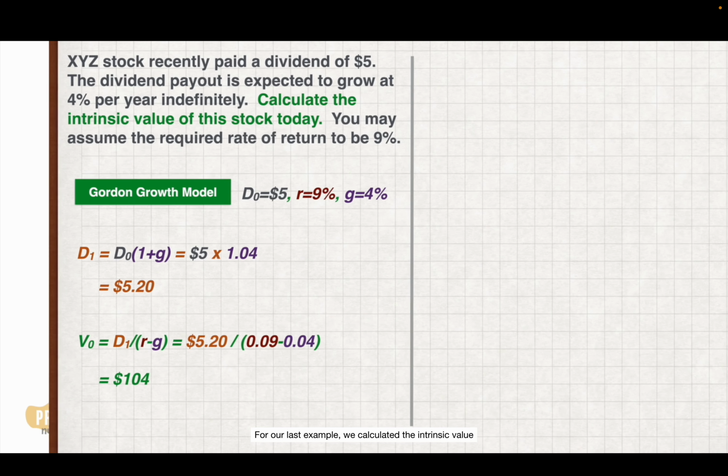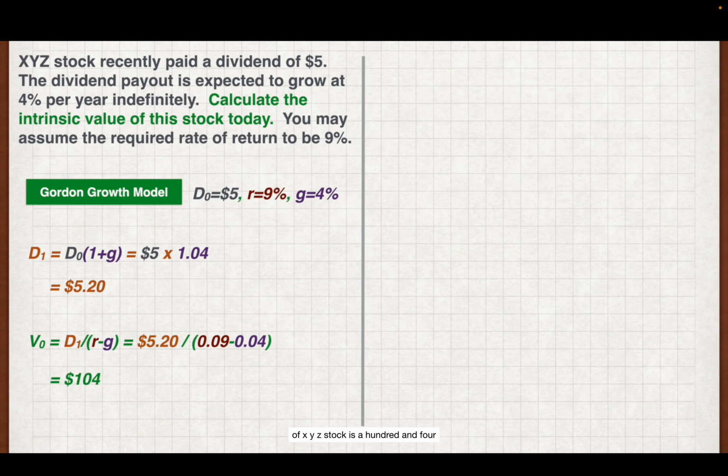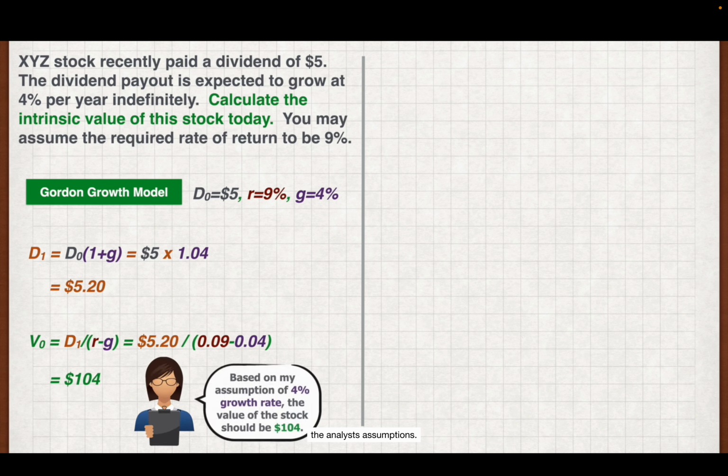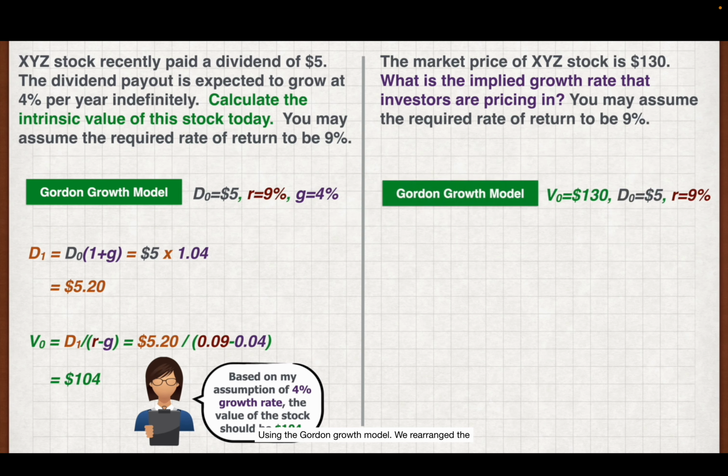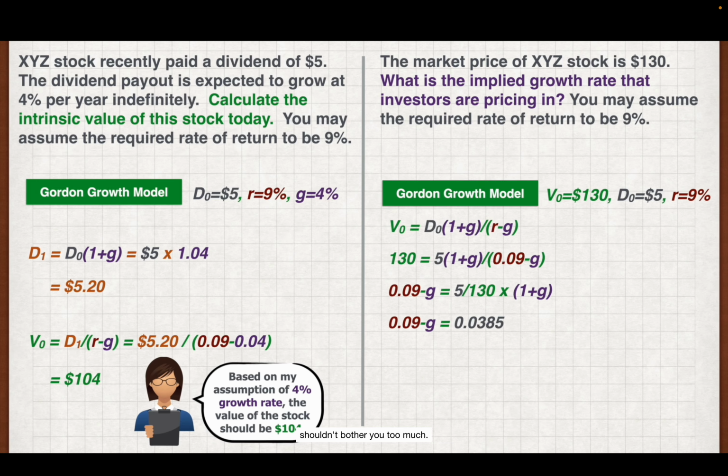For our last example, we calculated that the intrinsic value of XYZ stock is $104. This is the value of the stock based on the analyst's assumptions. Let's say the market price of the stock is $130. What's the implied growth rate that investors are pricing in? Using the Gordon growth model, we rearrange the terms to find the growth rate. This may require you to flex a bit of your algebra skills, but it shouldn't bother you too much. The implied growth rate turns out to be around 5%.